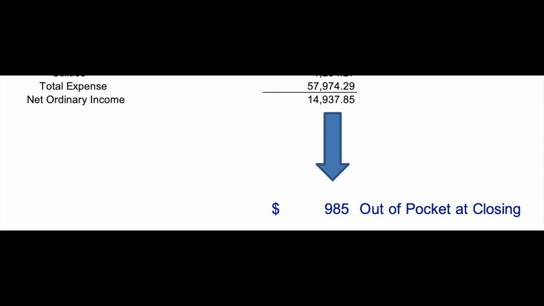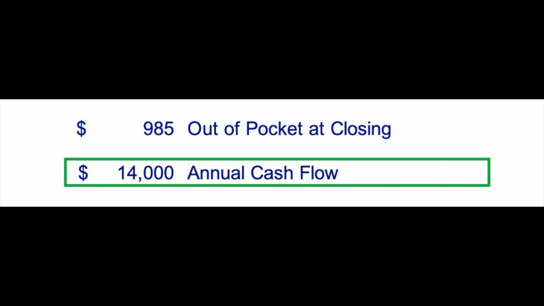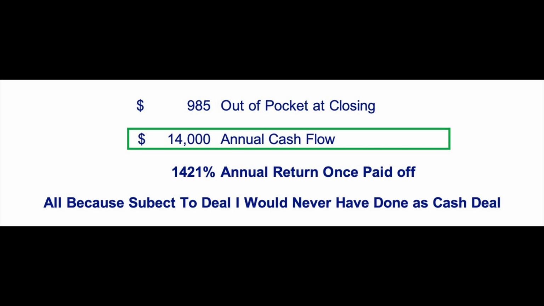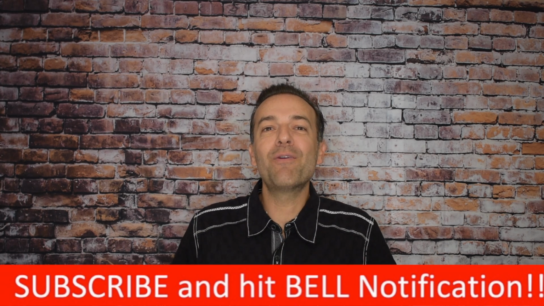Well, if our estimated annual cash flow, now that the loan has been paid off, is $14,000, that produces an excess of 1,400% annual return once this property is paid off, like it is now. All this on a deal that we would not have done if we did not know about this technique of buying properties subject to. Well, now let's play with some numbers.